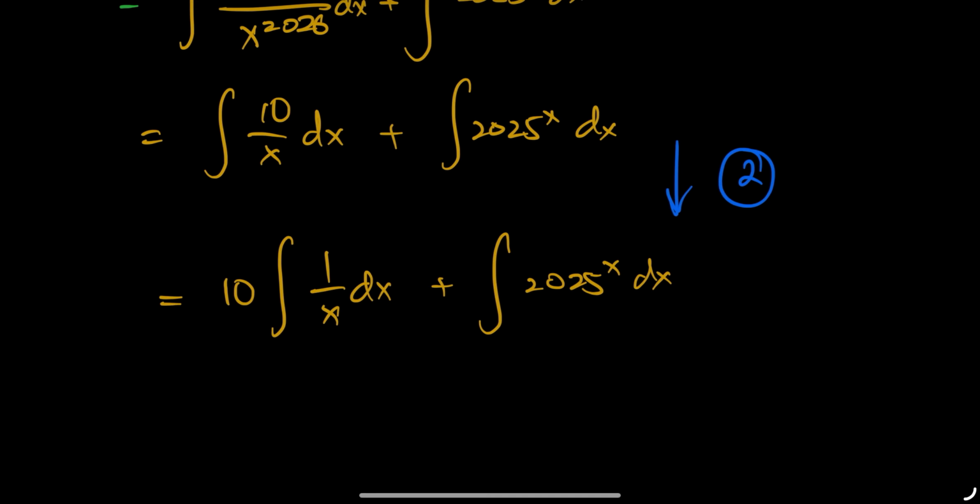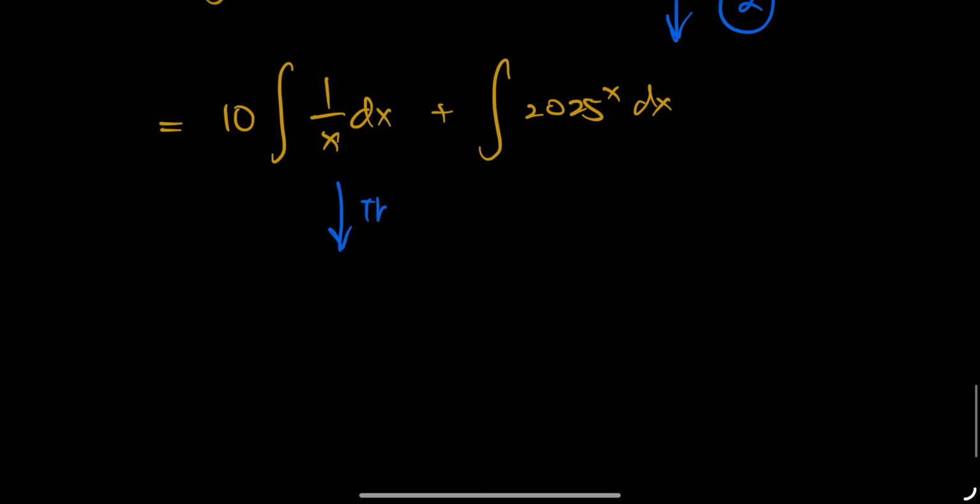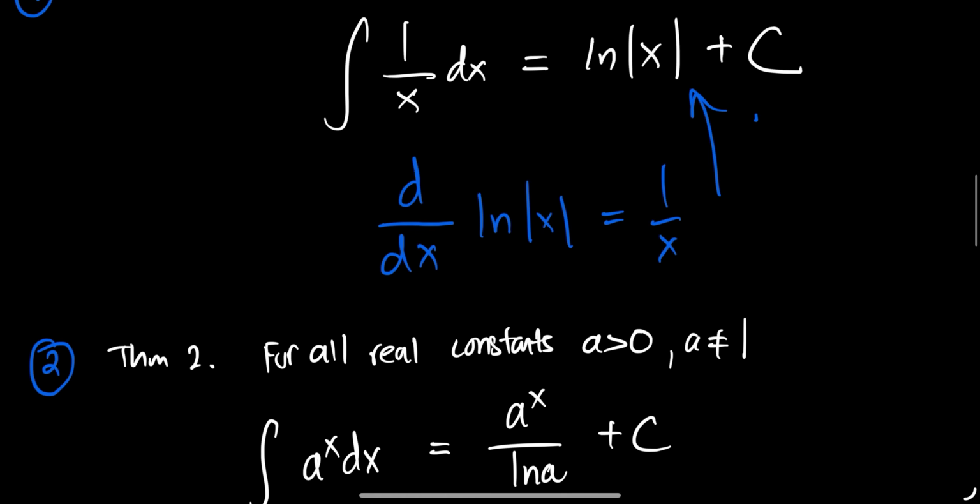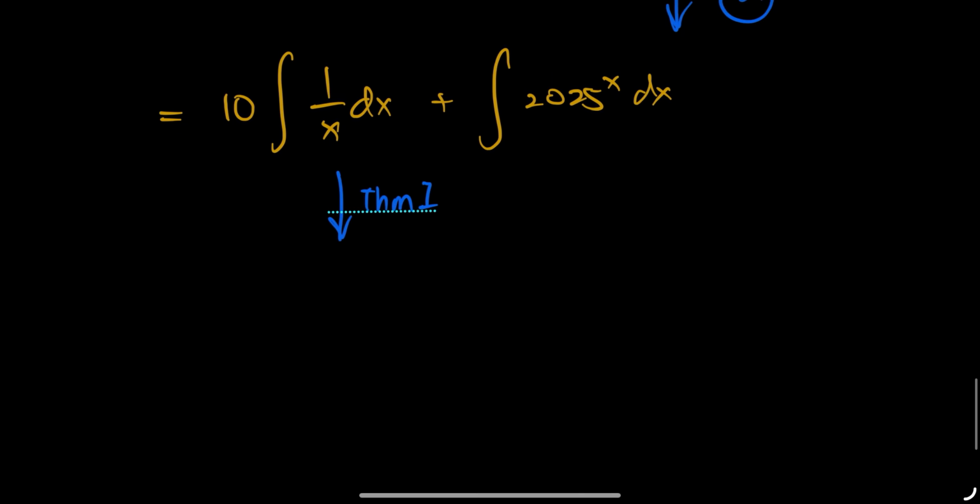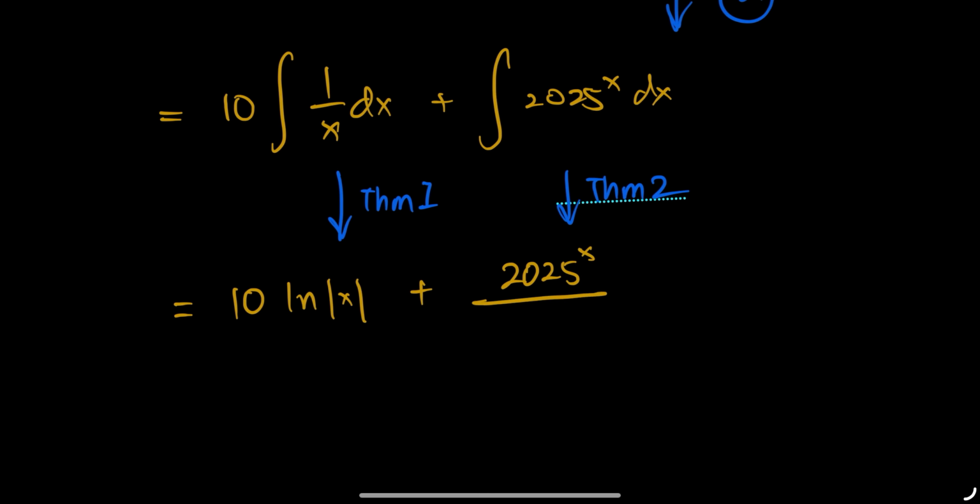So now here we're going to work slowly. Here we can use theorem 1. What is theorem 1? The integral of 1 over x gives us ln x. So it's the same thing as 10 ln x, plus c obviously, but we can ignore that. And this one uses theorem 2, that gives us 2025^x over ln 2025 plus c. This is our answer.